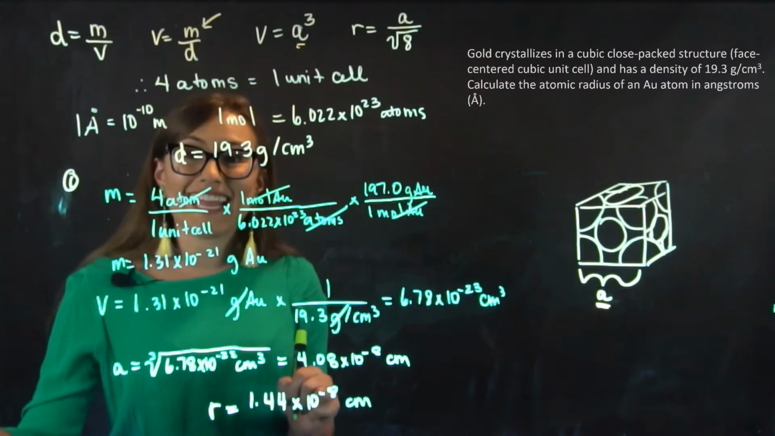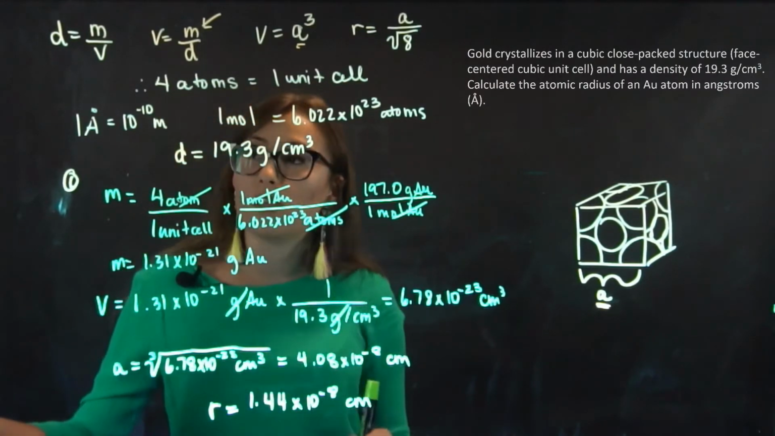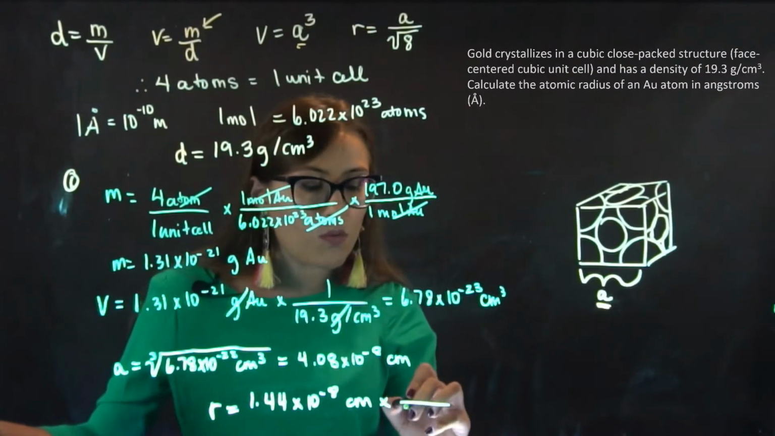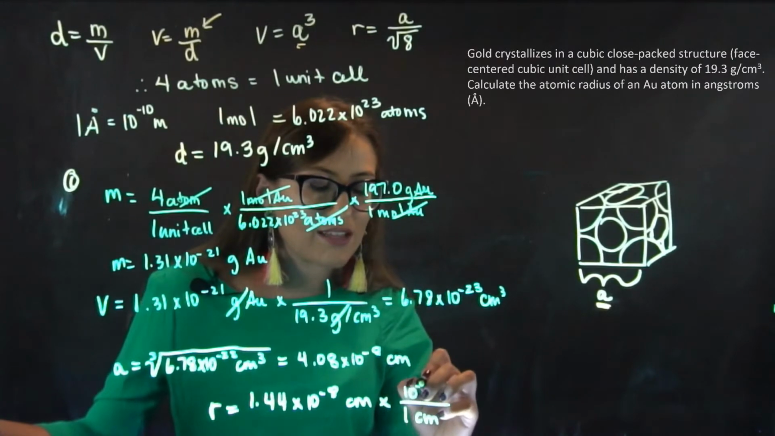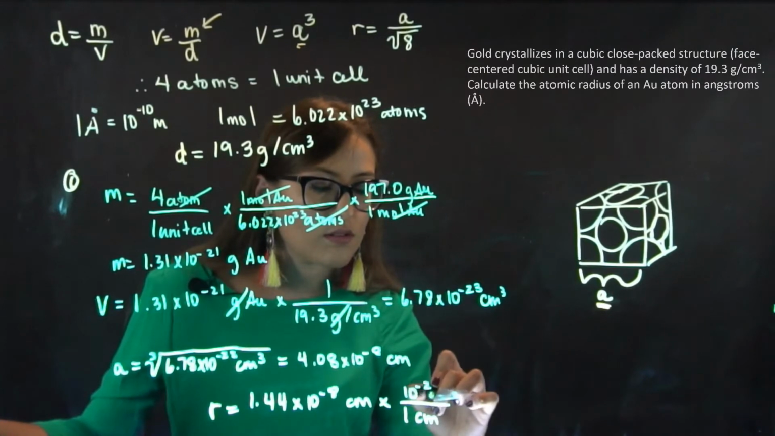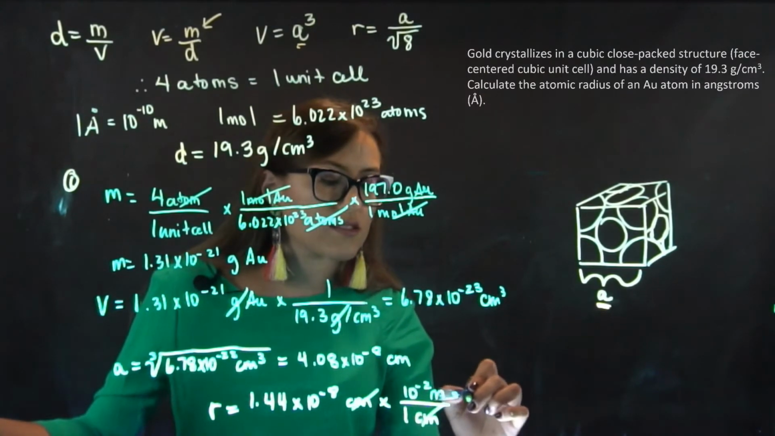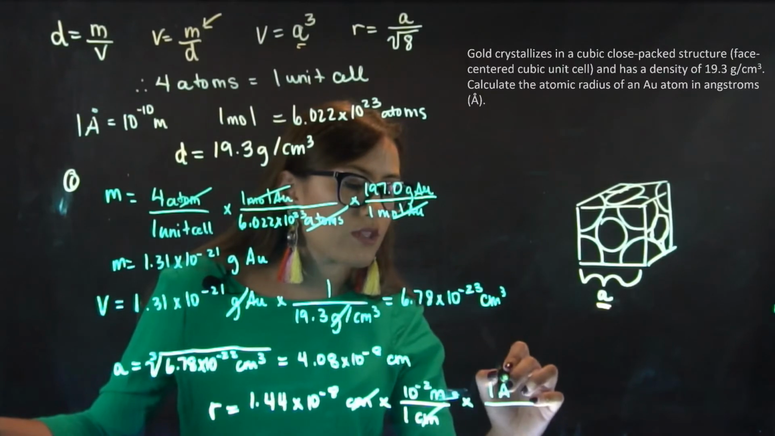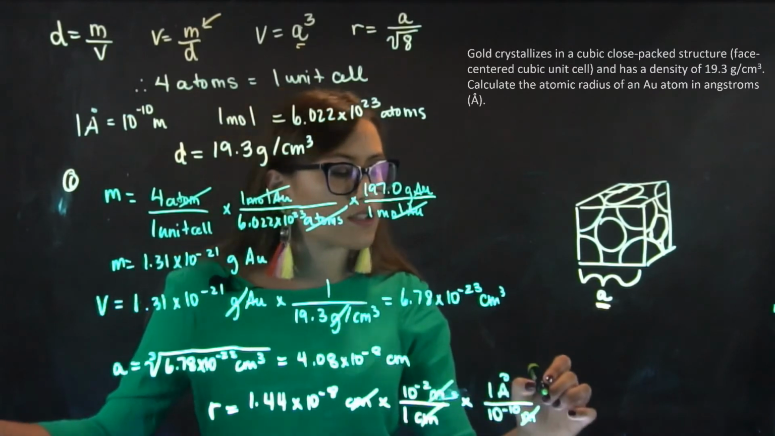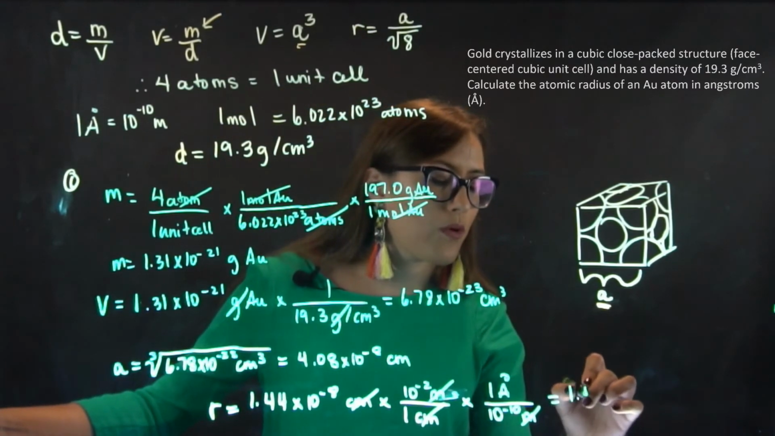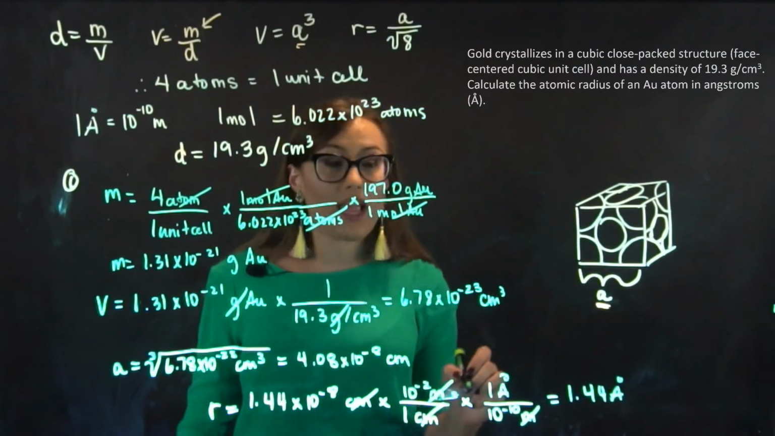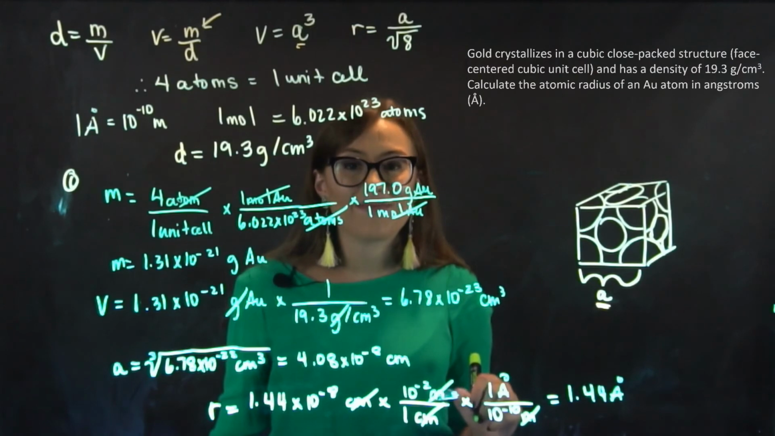And we want this to be in angstrom, so we have to use the conversion from meters to angstrom. So we have to first convert this to meters, and we know 1 centimeter is equal to 10 to the negative 2 meter. So centimeter and centimeter cancel out. We know 1 angstrom is equal to 10 to the negative 10 meters. Meters and meters cancel out. We are left with 1.44 angstrom for the radius of a gold atom in a face-centered unit cell. Thank you.